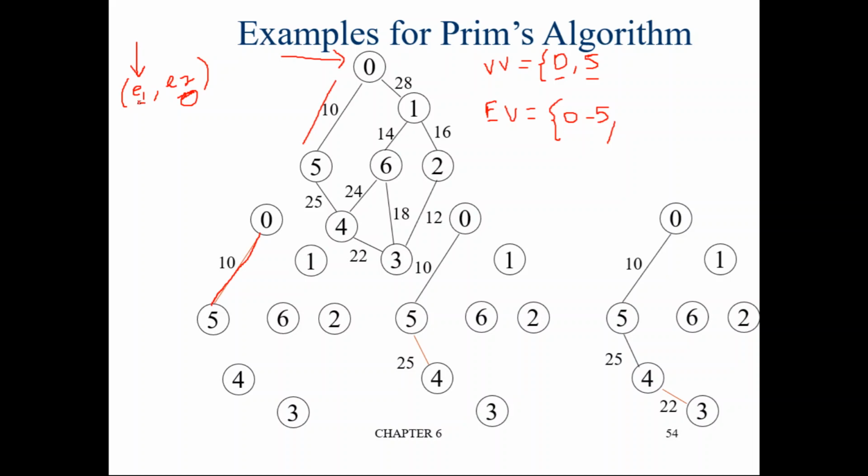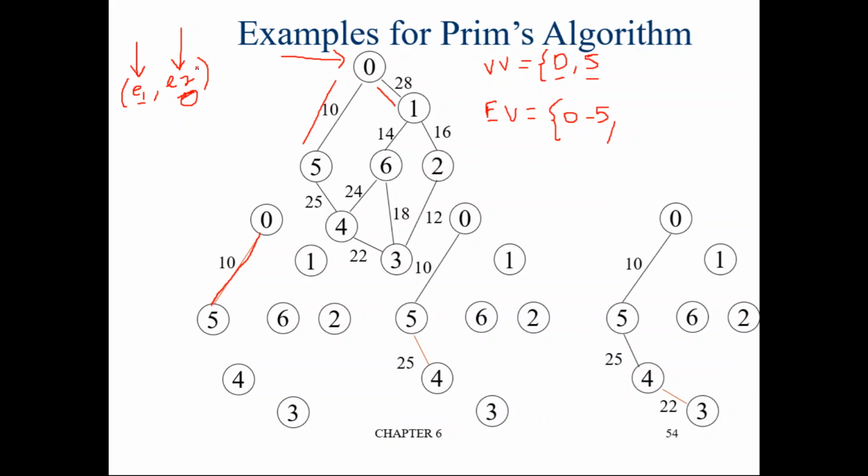The starting vertex is in the tree, but the ending vertex is not in the tree. Okay, so there are two vertices. From 0, you see, 0 to 5, both edges are in the tree, so we cannot take this. 0 to 1, this is one option we have.